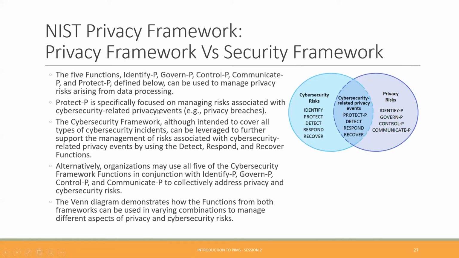So the Protect-P is specifically focused on managing risk associated with cybersecurity-related privacy events. When we talk about this suffix, what does it say? When I say protect, I'm going to protect the privacy-related one. When I go to identify, I'm going to deal with something related to privacy. When it is not having that, then it is going to be normal, the information security related one. And this is a Venn diagram, because there are certain areas which are going to be common. That's why we always say, when we want to implement PIMS, you need to have ISMS. Then only can both go together.